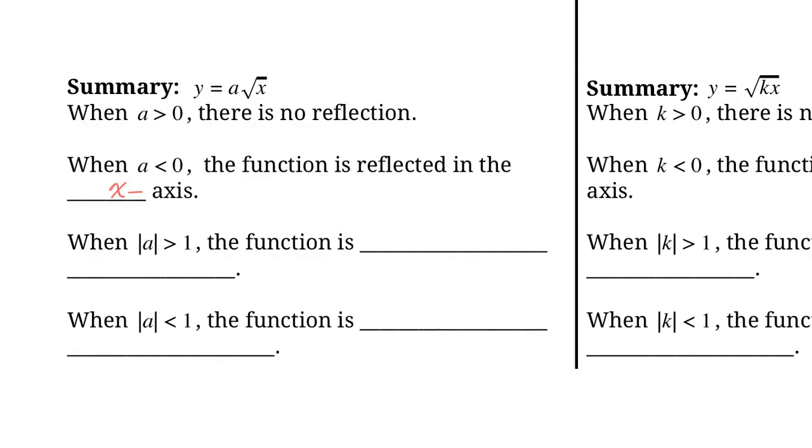So let's look at when we have a vertical stretch or compression, and we're going to look at the absolute value of a, because we already know when a is less than 0, when it's a negative number, our function is reflected in the x-axis. So when the absolute value of a is greater than 1, our function is vertically stretched. And when the absolute value of a is less than 1, the function is vertically compressed. And we use this word vertically because this a value, remember, it's on the outside of the function, and this directly affects our y values.